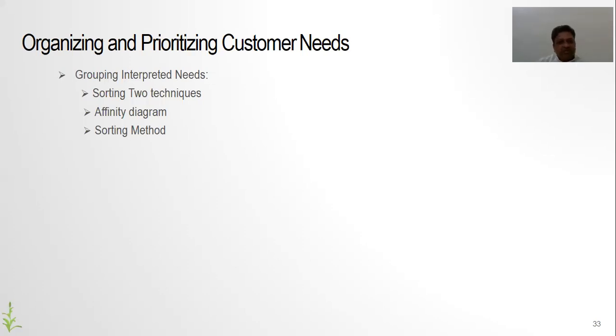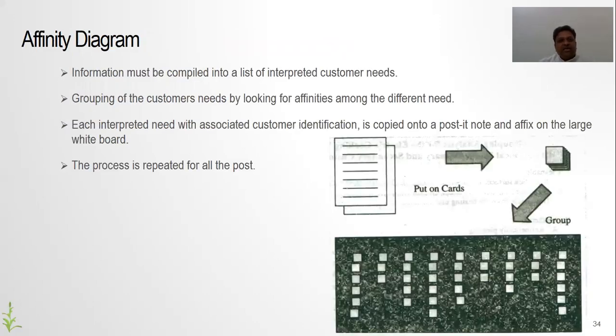Organizing and prioritizing customer needs: grouping interpreted needs, with two sorting techniques, the affinity diagram or sorting method. In affinity diagrams, information must be compiled into a list of interpreted customer needs, grouped by looking for affinities among the different needs. Each interpreted need with associated customer identification is copied onto a post-it note and affixed on a large whiteboard. The process is repeated for all the posts.